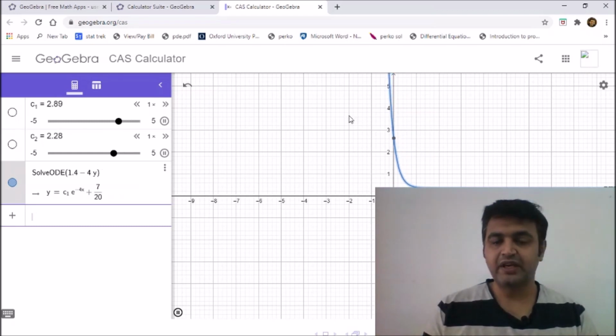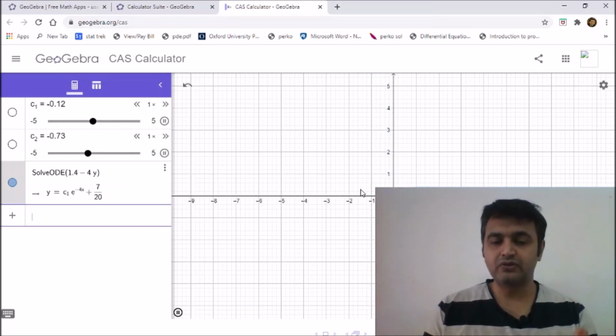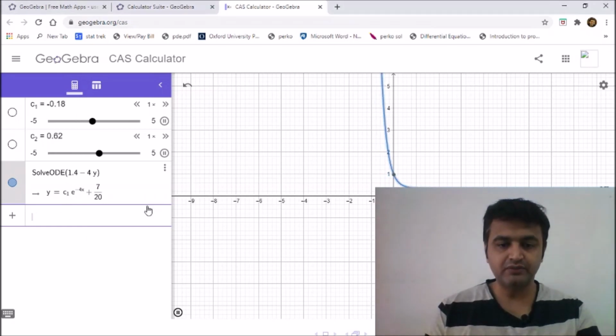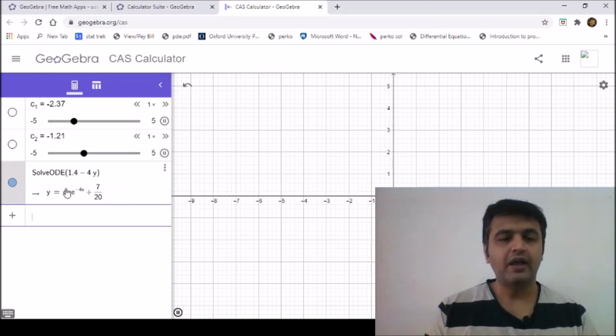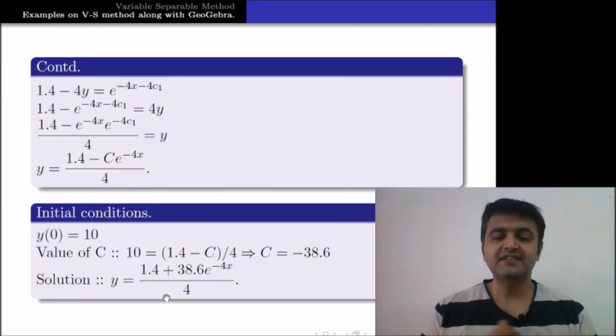As my C is positive, I am getting the curve over here in the first and the second quadrant, and as my C becomes negative, you will see that it got reflected into the third and the first quadrant, and then the fourth and the first quadrant. And as you can see, this solution matches with our solution. So what was our solution? 1.4 upon 4, which is nothing but 7 by 20, minus C upon 4 e raised to minus 4x. And if you want, you can call minus C upon 4 as another constant C, and that's what you get here in GeoGebra. 7 by 20, which was 1.4 upon 4, and minus C upon 4 you call C1, another constant, and this is the solution.